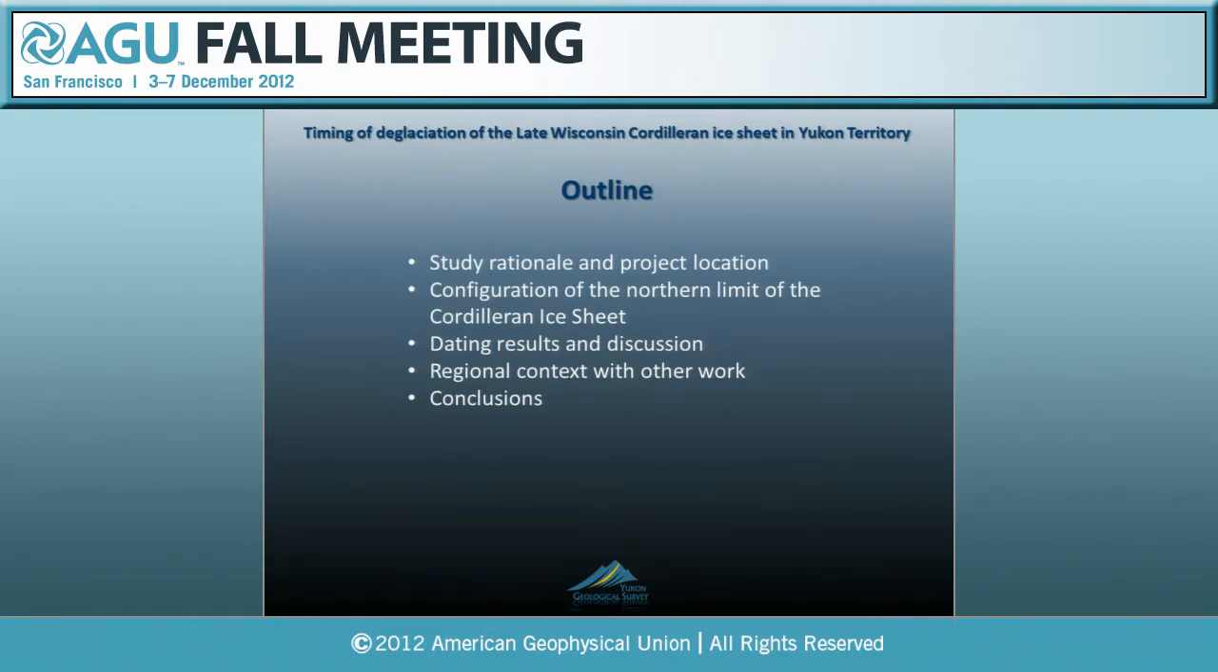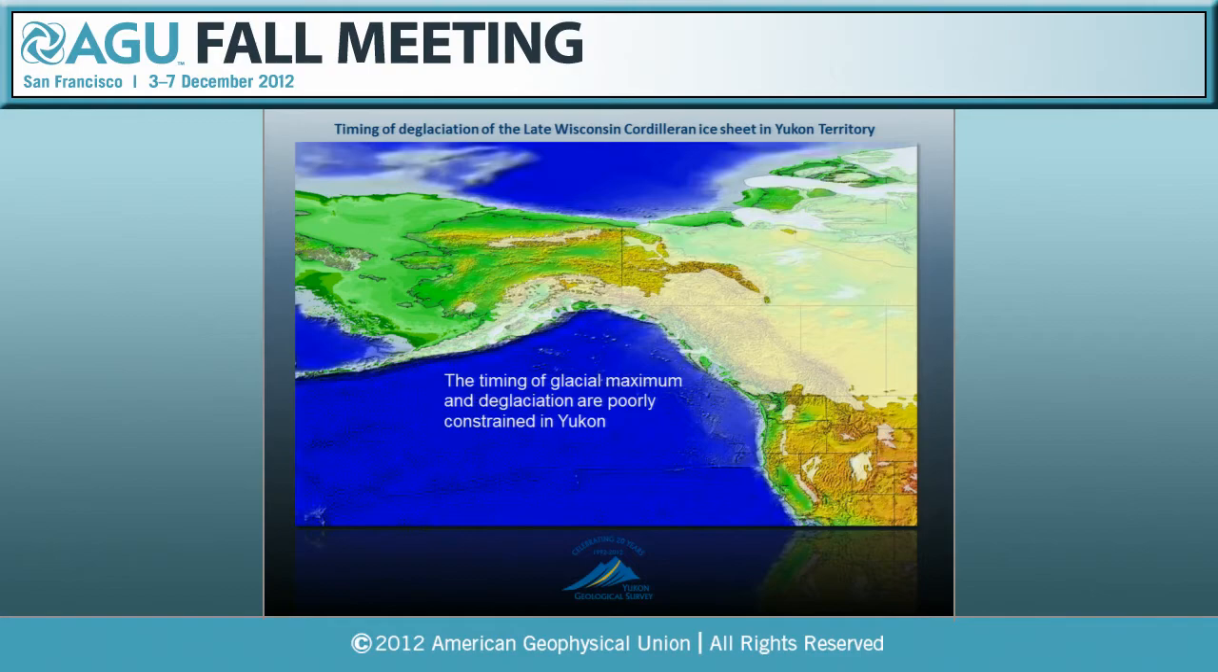Just an outline: study rationale, I'll show you where the project location is, talk about the configuration of the northern limit of the Cordilleran ice sheet and put that into some perspective, go over the results and discussion, and provide some regional context with some other work. So here we are on the western side of North America, the Cordilleran ice sheet, the lonely brother to the west of the Laurentide ice sheet, a neglected ice sheet. The area we'll be mostly talking about is the northwestern margin in the Yukon Territory.